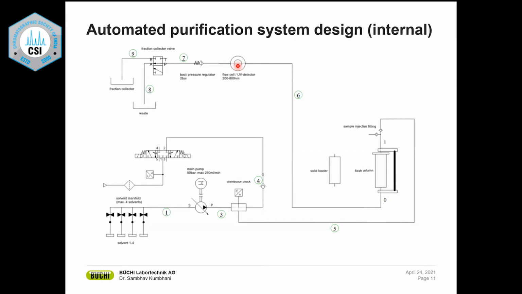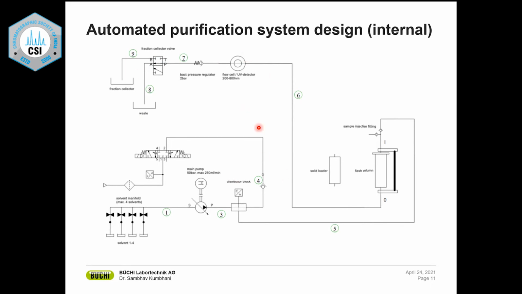And then they go into this fraction collection valve, which either sends the separated compound into your fraction collection test tubes or to waste, depending on what is coming. So if nothing is coming, just mobile phase, then it will go to waste. And if some compound is coming, it will go to fraction collection. So it's pretty much a very simple design as such.